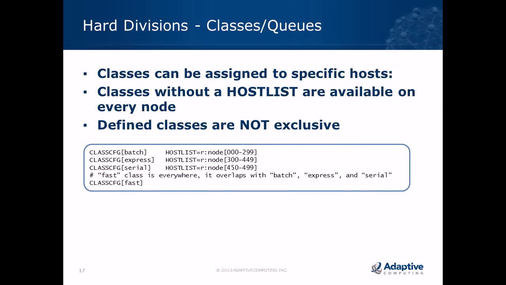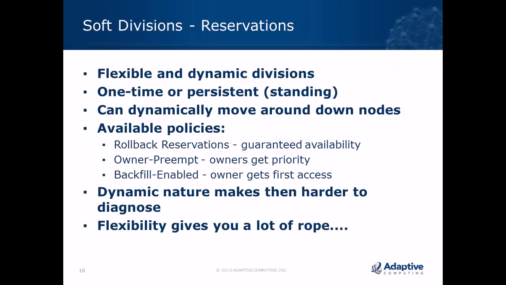Okay, so those are the two main hard divisions. We're going to dive into the first one, reservations, and then we'll talk about node sets. So reservations, as we all know, are very flexible. They're dynamic. You can tell Moab, I want 10 nodes. If one of them goes down, Moab will search for another one. They can be one time. They can be persistent. I'm not going to dive too deep into reservations right now. You can do things like rollback reservations, owner preempt, things like that.